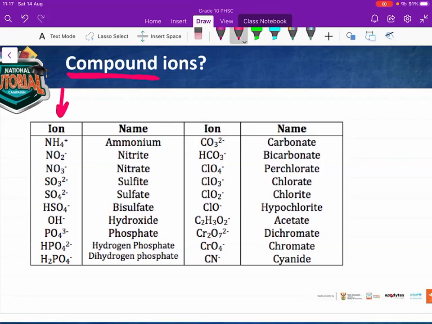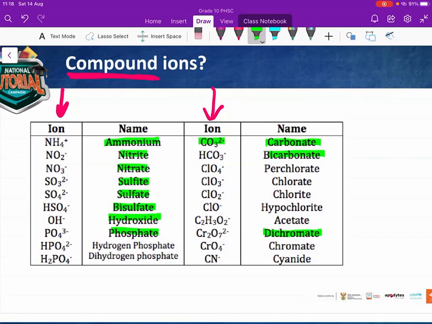You just need to learn the common ones, and if you ask your teacher, I'm sure they'll tell you what they are. But it's ammonium, nitrite, nitrate, bisulfate, hydroxide, phosphate, it's almost everything. The hydrogen phosphate and the dihydrogen phosphate don't come up too often. Carbonate, bicarbonate, even the chlorates and chlorides don't come about too often. Dichromate you see sometimes. So those are really the common ones that you should spend your time learning. You've got to learn the name, and you've got to learn what the little formula is with its little valency.